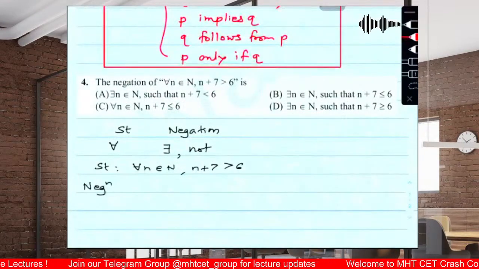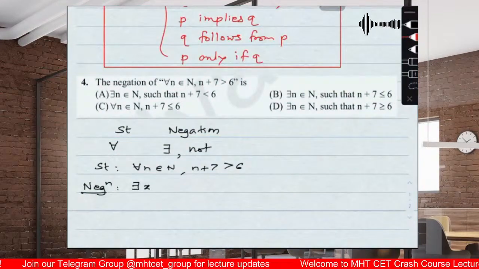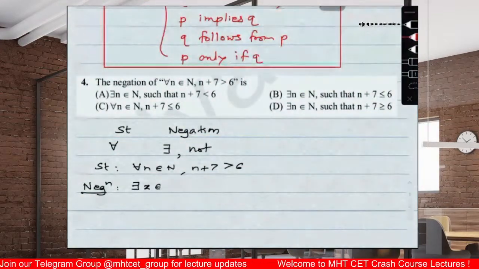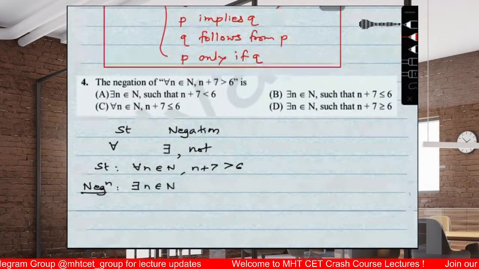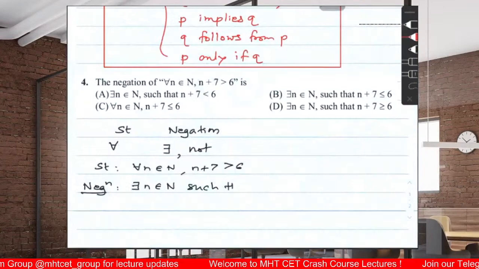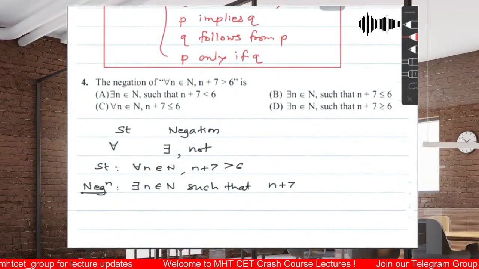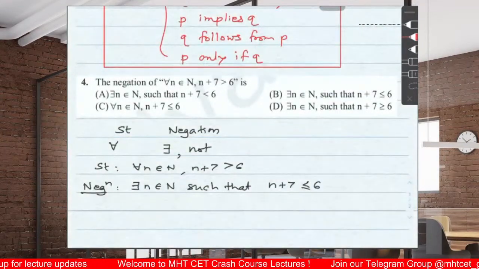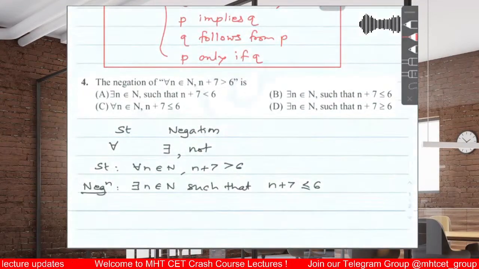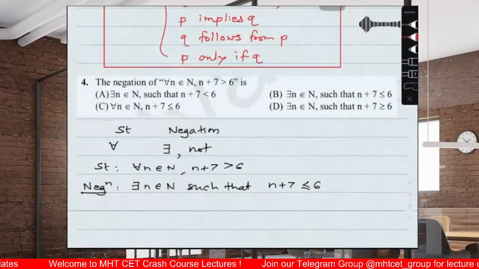तो इसका निगेशन क्या होगा, there exists at least one n which belongs to natural numbers such that n plus 7 is not greater than 6, मतलब less than or equal to 6. क्लियर. तो ये याद रखना है तुम लोग, जो याद रखना उसको रेड में लिखना.